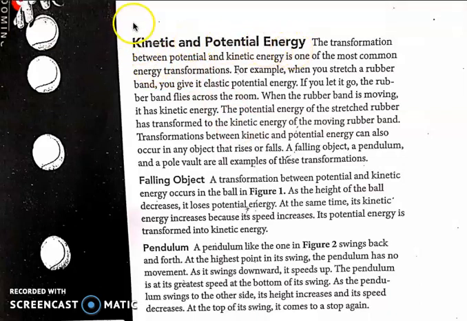The first thing that you need to do is you need to box and shade kinetic and potential energy because that is our topic. Okay, so do that now, and then you're going to number the paragraphs. Number 1 by kinetic, number 2 by falling object, and number 3 by pendulum. Okay, do that now.